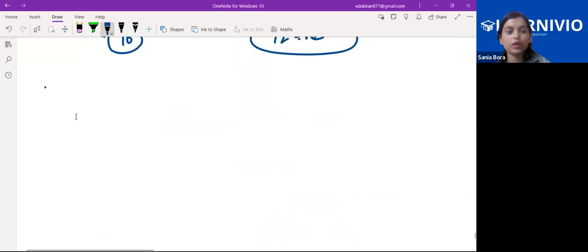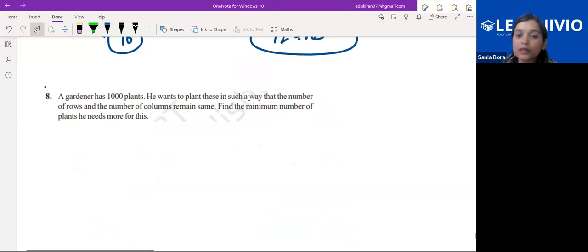Do it. A gardener has 100 plants. He wants to plant these in such a way that the number of rows is equal to the number of columns. Find the minimum number of this. Okay. Just try it, then I'll tell you how to do this. Just give me 1 minute. I'm coming.